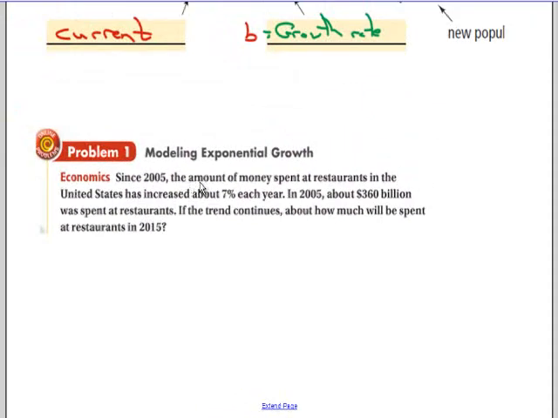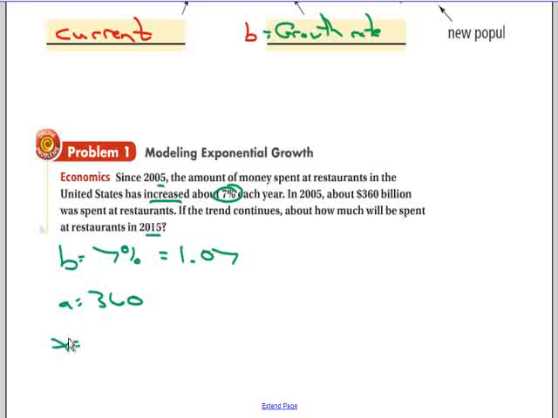Since 2005, the amount of money spent at restaurants in the United States has increased at 7% each year. So increased, so b is 7%, that's going to be 0.07. And then since we're talking about a growth, I'm going to use 1.07. In 2005, about 360 billion was spent at restaurants. If the trend continues, how much will be spent in restaurants in 2015?